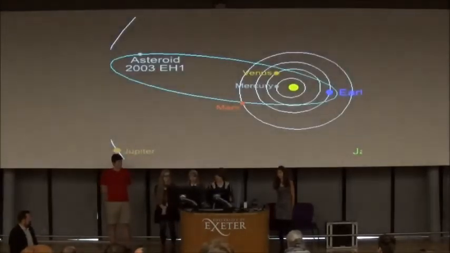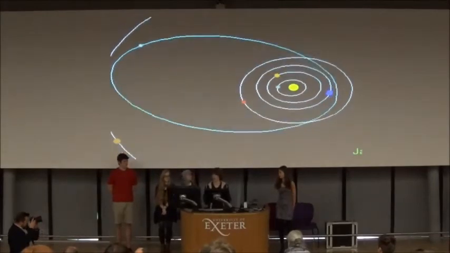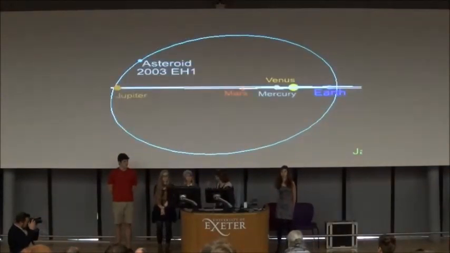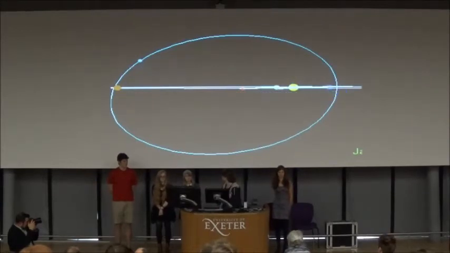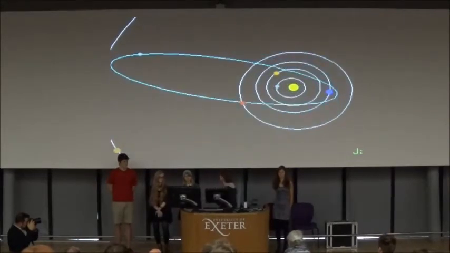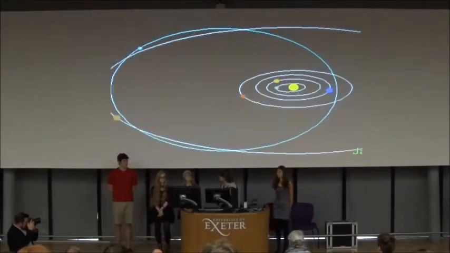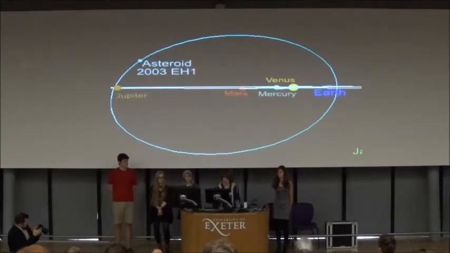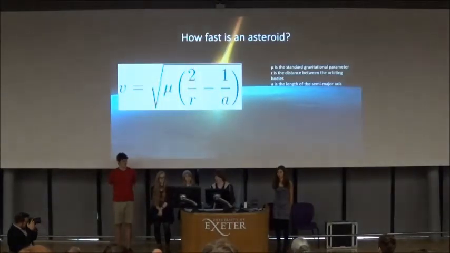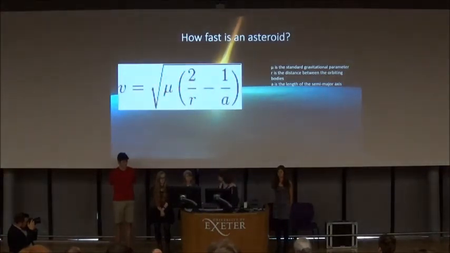Okay, so first of all, before we look at velocity, we need to look at the orbit of an asteroid. You may be able to see that it is not actually circular, it is an elliptical orbit, so it's more oval shaped. The most important part that we need from this is the distance from the middle to the end lengthwise, because that is the semi-major axis. And the reason we need that is because we need it to work out how fast an asteroid actually is, using this equation, which is velocity is equal to the square root of mu, which in this case is a standard gravitational parameter, which is gravitational constant times the mass, all times by 2 over r, which is distance between orbiting bodies, minus 1 over a, which is the semi-major axis.